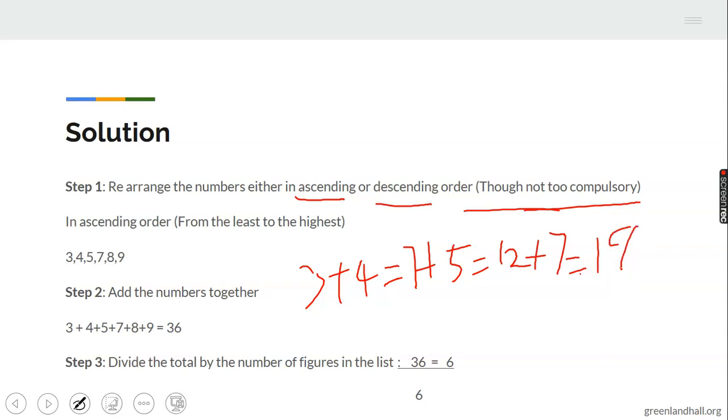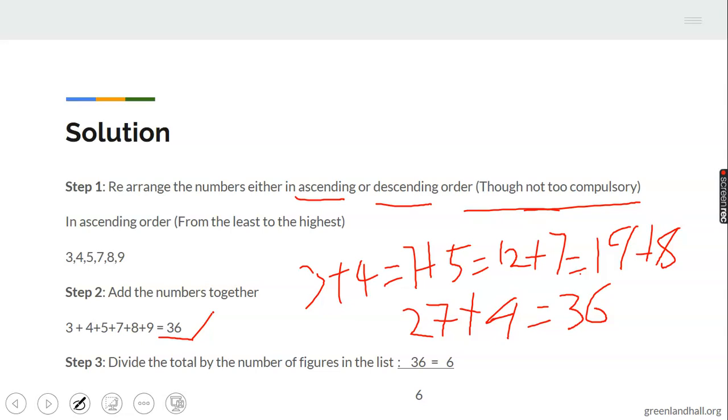Now we want to add 8 to 19. What do we have there? 19 plus 8. That will give us what? 27. Okay. So 27 plus 9 will give us what? 36. That's very good. 36, that's what we have. So now that we have gotten our 36, we've added the numbers together. I'm sure everybody knows how we got to 36. Okay, that's the second step.